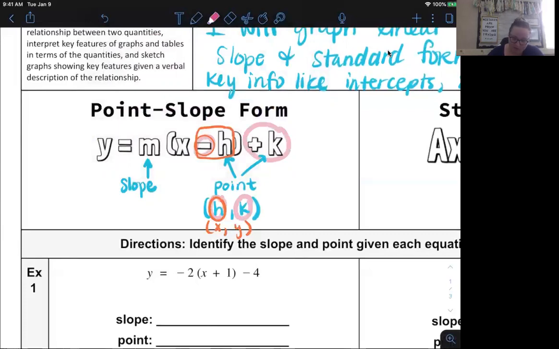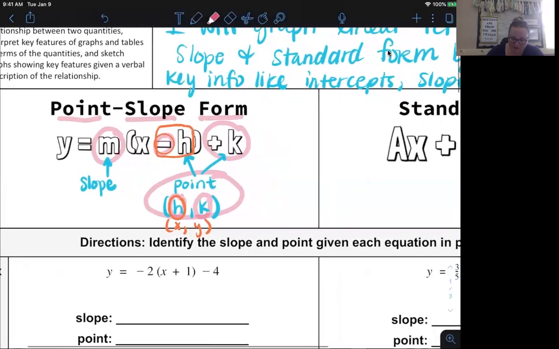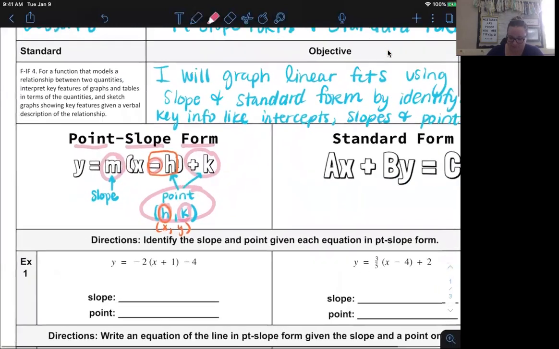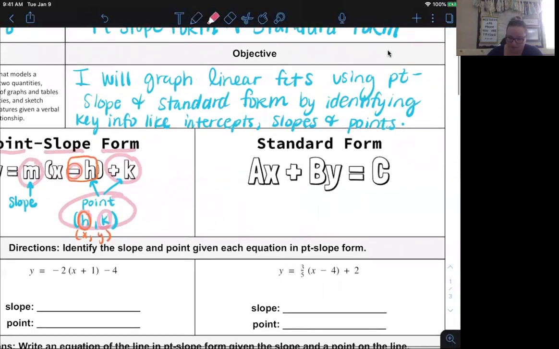The other thing that I want to point out is that this form includes a point and the slope of the equation. So it includes a point, h, k, that's on the line, and it also includes the slope of the line, which comes in handy when we start graphing. So now let's talk for a second about standard form, and then we'll move into some examples.